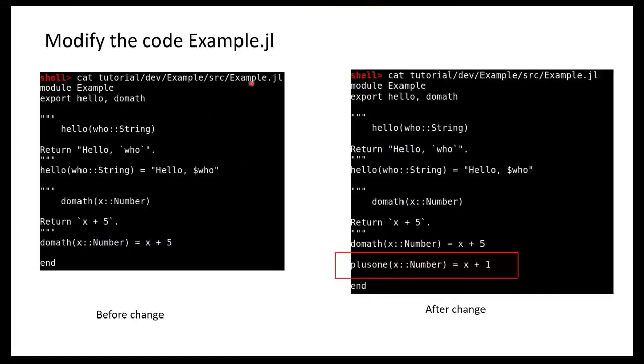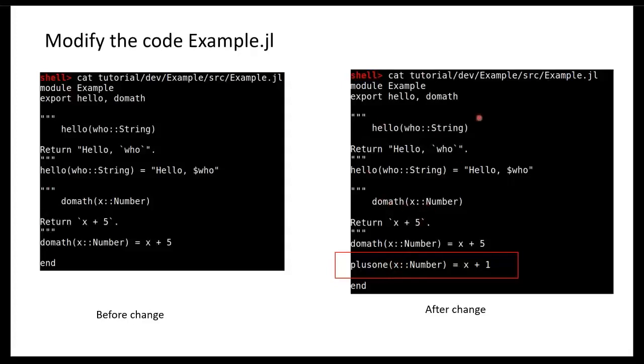Now, suppose we use our editor to open this file, and notice that we are opening the file under the dev folder, because this is the entire clone of the example package. So we open this example.jl file, and this is the original file. And suppose we add 1 line in this file. So this is before the change, this is after the change, and we save the file. So now this file is modified with this new line.